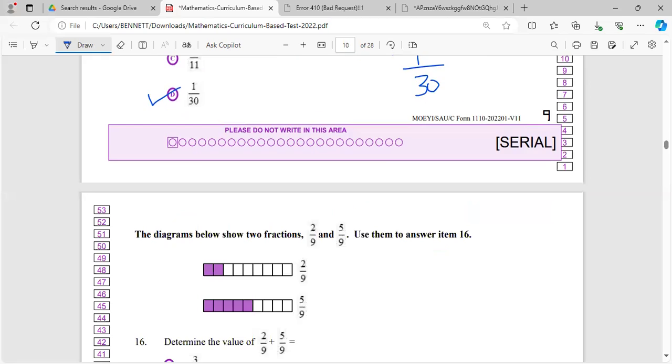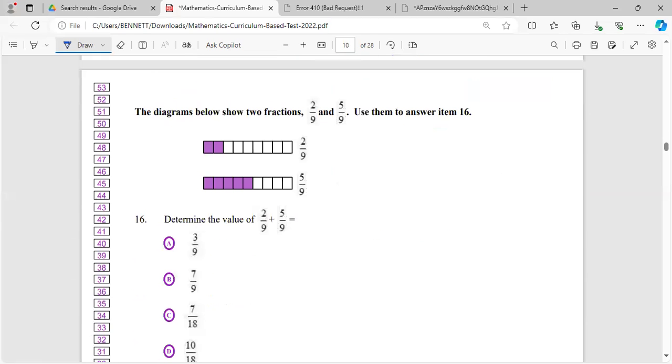Very nice question. All right, the diagram below shows two fractions, 2/9 and 5/9. Use it to answer item 16. And we did one with the 13. So guys, you see, the more we do it, the more pattern you see, and the more we know what is coming. So we already know what is coming. We just need to prepare for it.